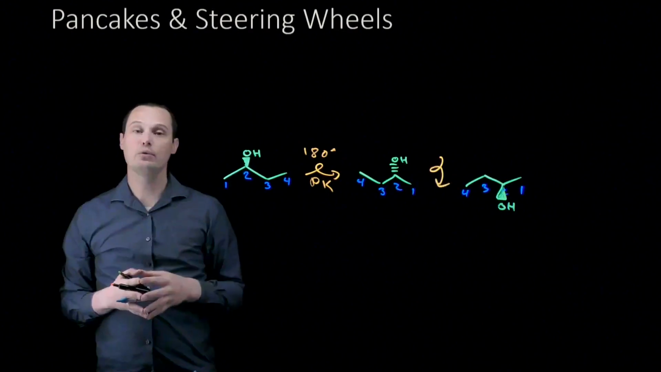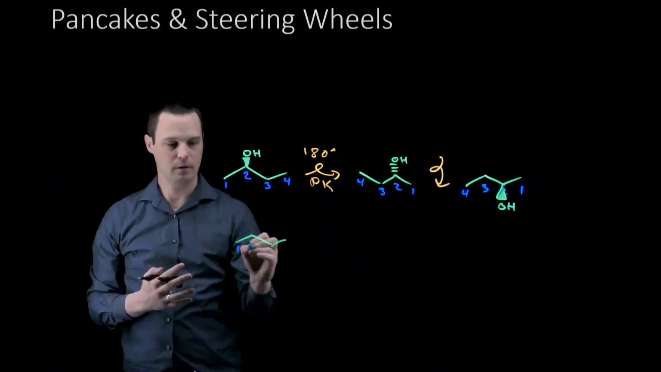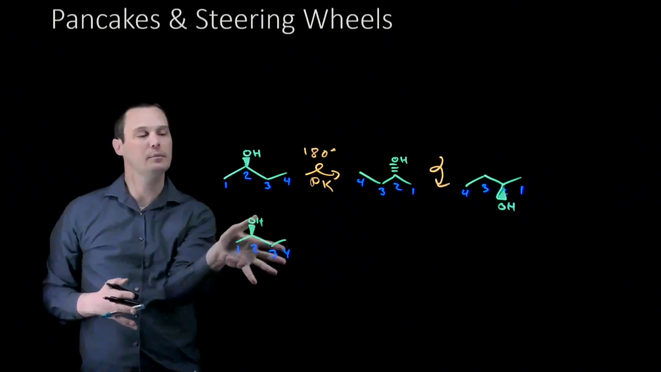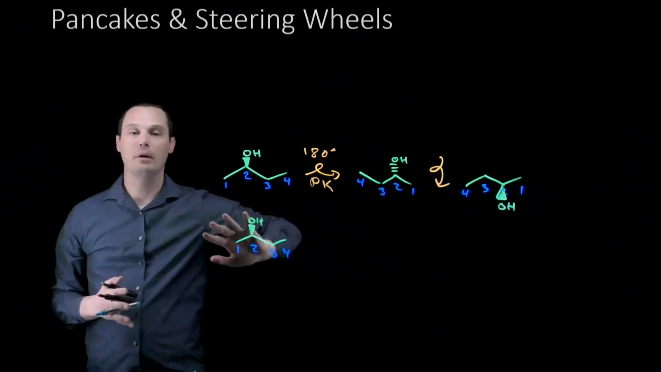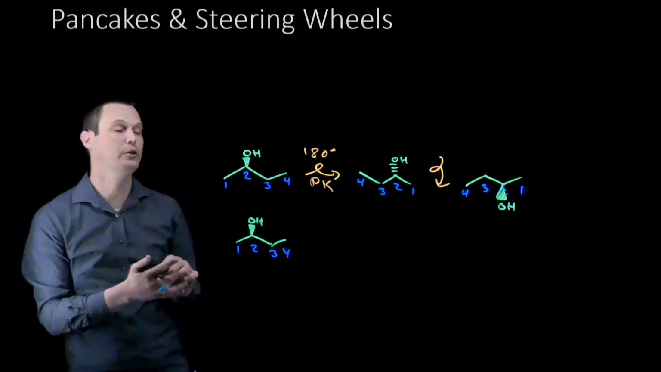Another way we may want to rotate a molecule is like a steering wheel. I'll redraw the molecule. Another way to rotate a molecule is to rotate it in the plane of the board, like a steering wheel. We can do that. That does not change the molecule. It only changes our perspective of the molecule. So I can do that.